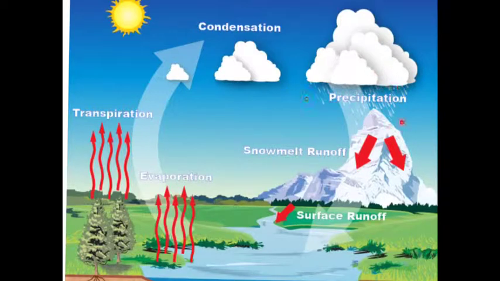Precipitation is when rain, hail, sleet, or snow falls out of a cloud because it's too heavy. Sometimes it goes on the mountains and then melts the snow, and that's called snowmelt runoff. It goes down the mountain and then onto the surface, which is called surface runoff. Then it goes into the surf, and then it goes into lakes. It goes all again.